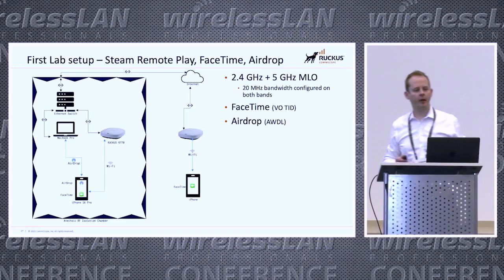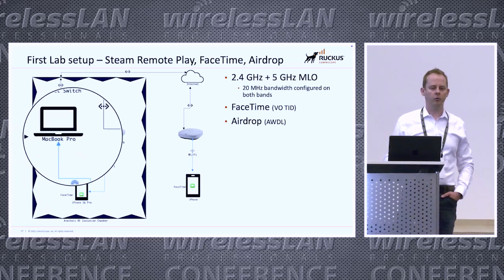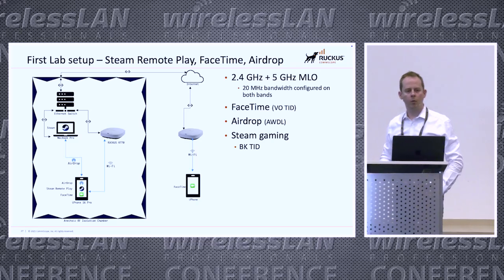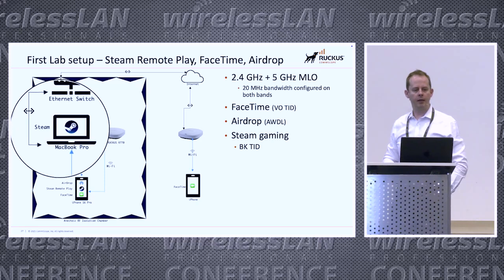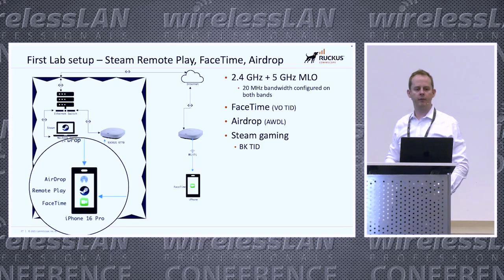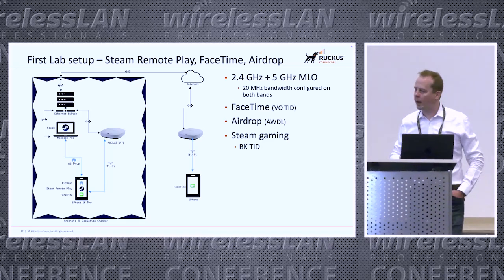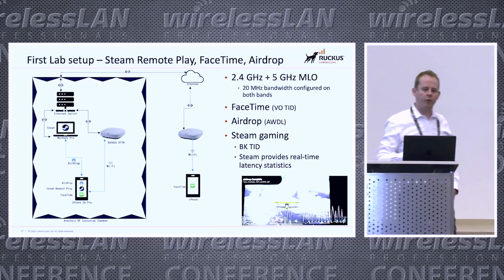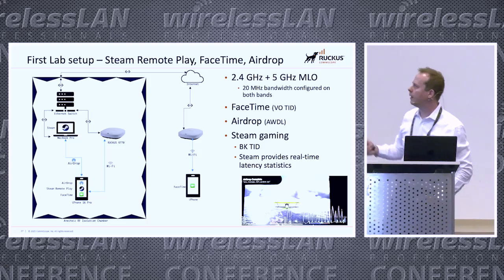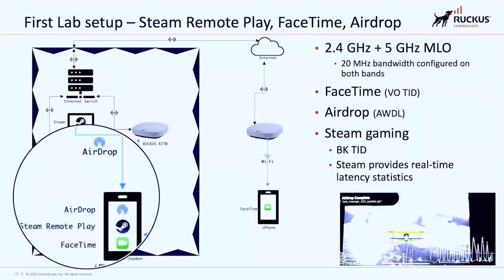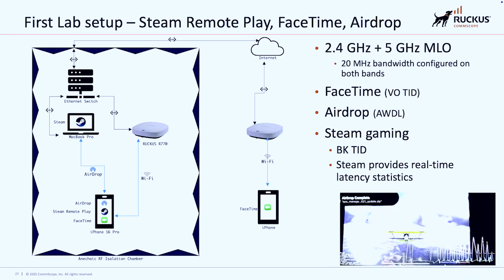We also set up an AirDrop link between the device and the MacBook. And lastly, we activate Steam on the laptop here, and we activate Steam Remote Play on the iPhone. Why do we have Steam? Steam is set with background priorities. We have that because Steam provides some real-time latencies, and we have some kind of video to have a visual impact on the performance. So as you can see here, there is a way to display the latencies that is set when we use Steam.